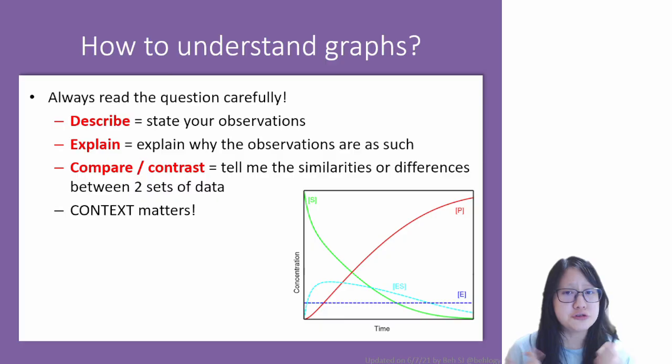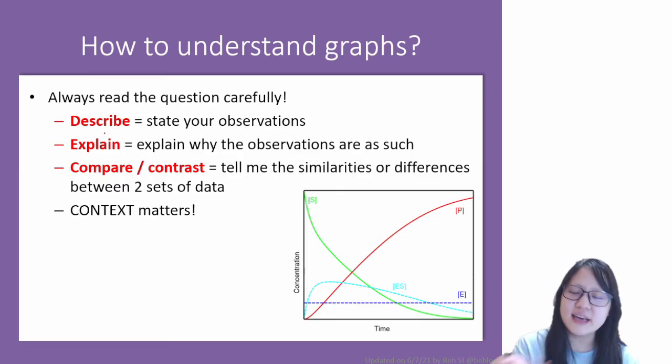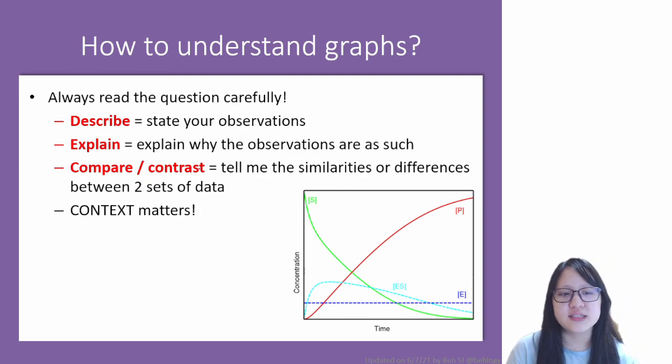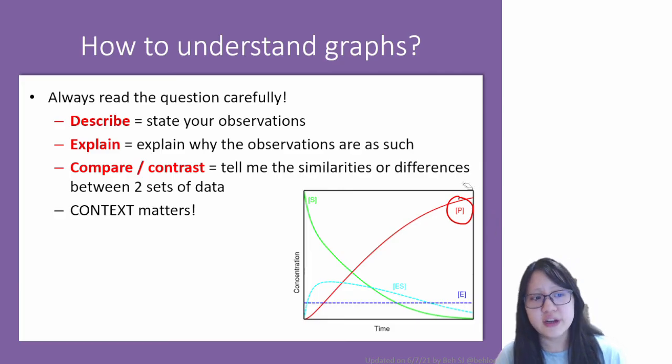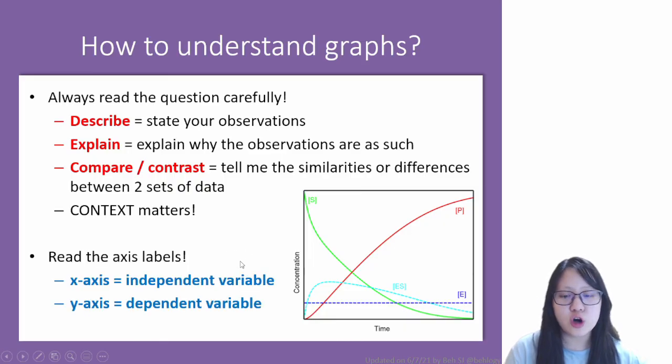Are they asking you to describe, which is to state what you see, what you observe, describe a trend? Or are they asking you to explain why it is decreasing? Don't tell me that it's decreasing, tell me why. Or are they asking you to compare and contrast? Are they saying, can you compare and contrast the concentration of substrate and concentration of product over time? That would really change how you analyze the graph. So always read the question carefully. The next thing you should always do is to read the axis labels.